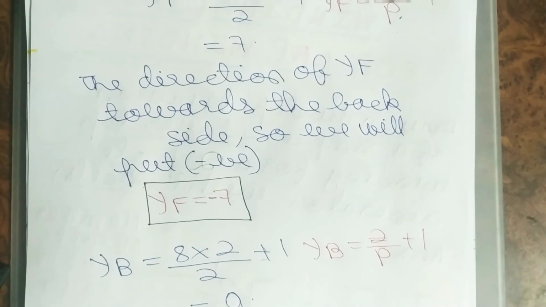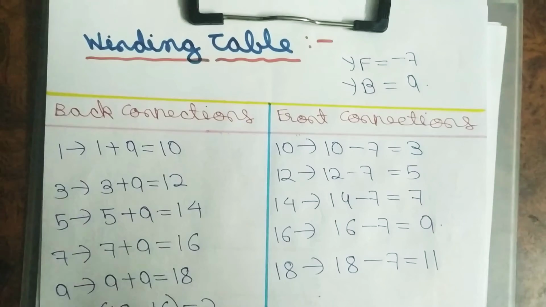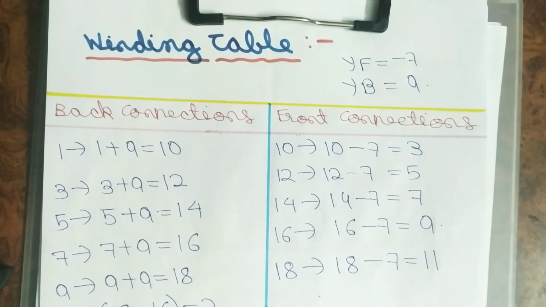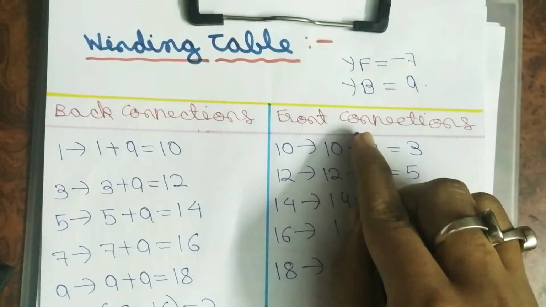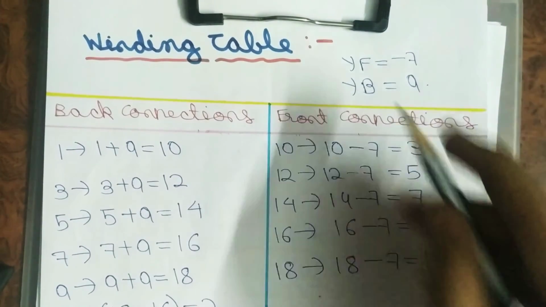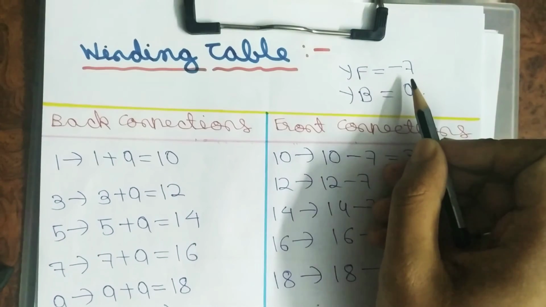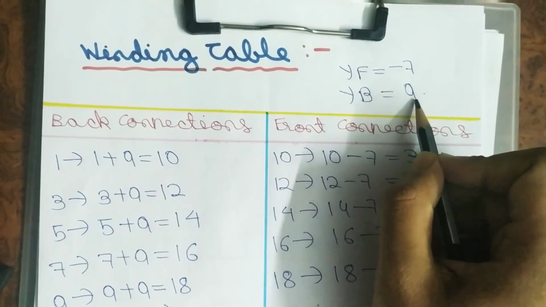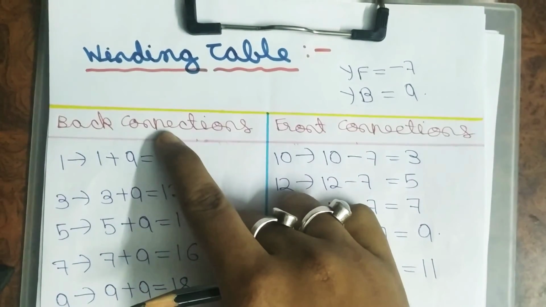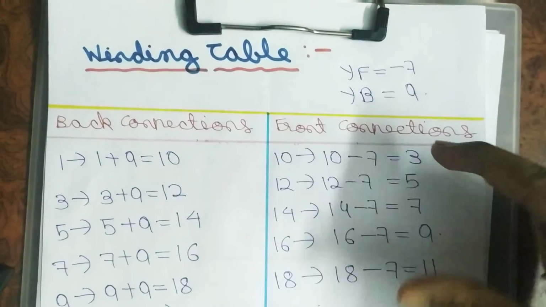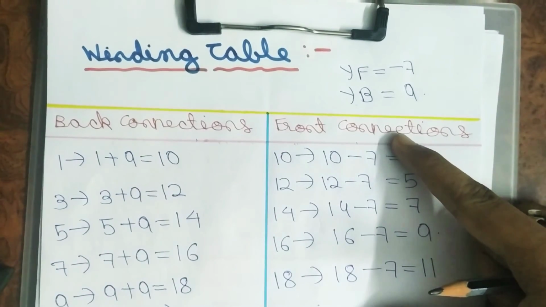Now we have to construct the winding table. So first you need to make two tables. One is for back connection, another one is for front connection. See, the value of YF is minus 7 and the value of YB is 9. So the first column you have to take for the back connection, and the second column is for the front connection.